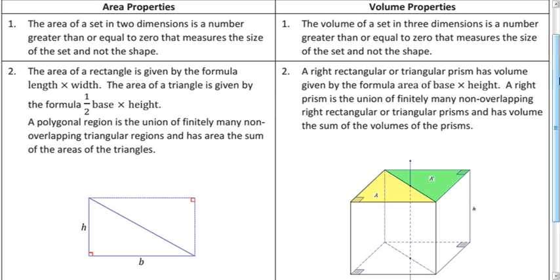Volume is a positive number that tells you how much space a solid takes up, but not necessarily what the shape is. And in order to calculate the volume of a rectangular or triangular prism, we just multiply the area of the base times the height.